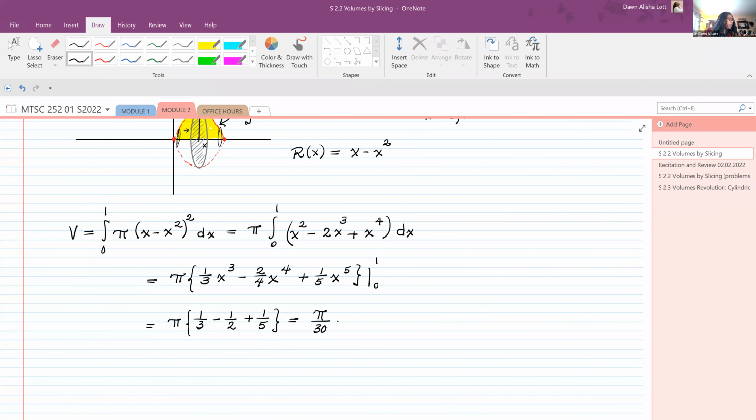All right, I have one more example, but I think I'm going to go on to volume by washers. And then if we have time, we'll come back and do that last example. So we have C. Okay, volumes by washers. All right, does anybody know what a washer is?